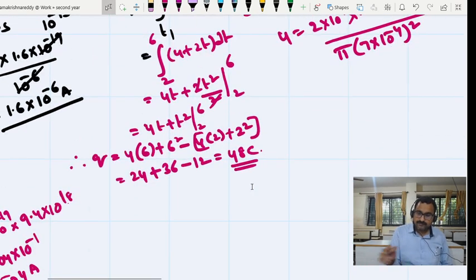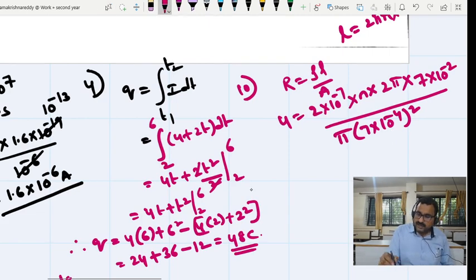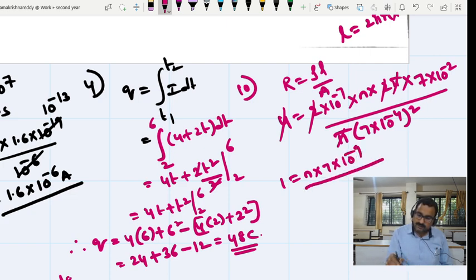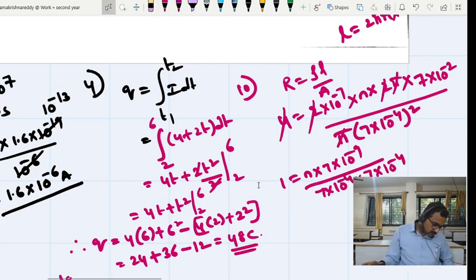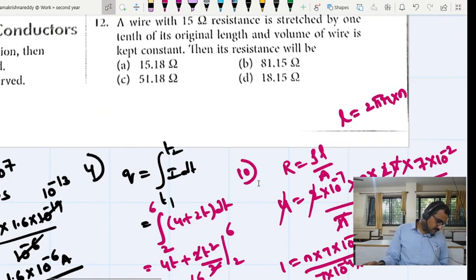Pi r square, no? So this is L equal to 2 pi r, where r is the radius of the coil. This is the difference. So you can calculate that. In the calculation, 4 will cancel with 2 into 1, pi will cancel. So the remaining: 1 equals n into 10 power minus 7 into 10 power minus 9 divided by 7 into 10 power minus 4 into 7 into 10 power minus 4. By solving that, how much answer are we getting? See that, all of you.